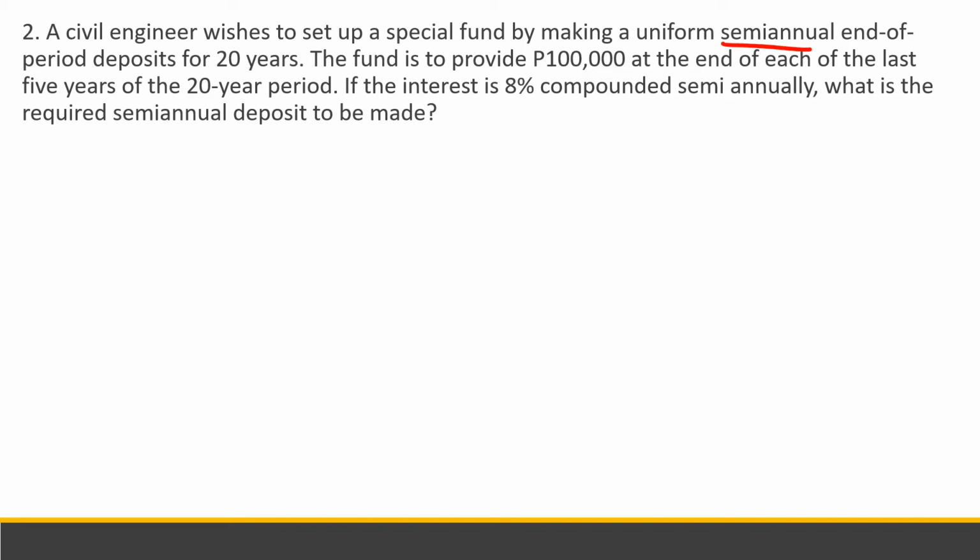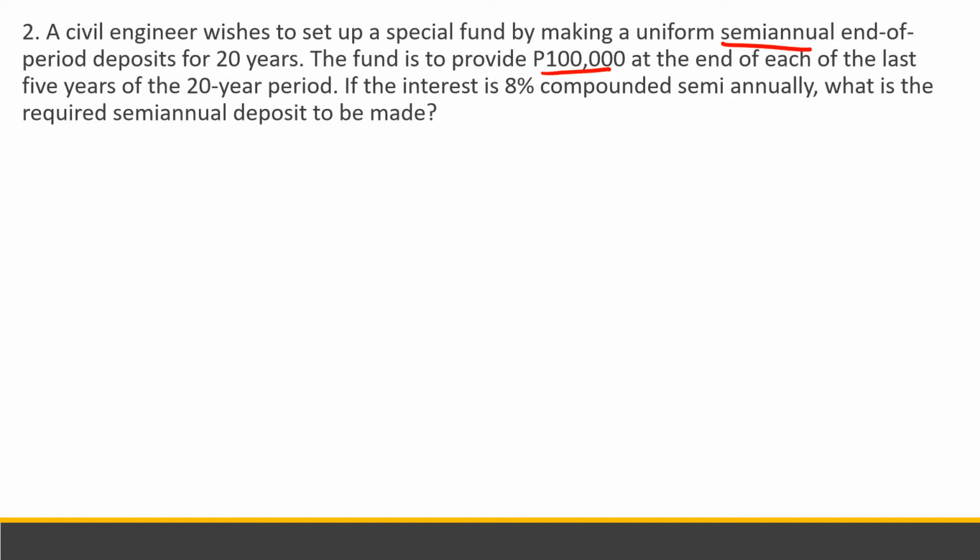So he will set this special fund for him to receive 100,000 pesos at the end of each of the last 5 years. So for the last 5 years, so meaning yung 16th, 17th, 18th, 19th, and 20th year, doon sa 20-year period, makaka-receive siya ng 100,000 pesos for that 5 years. So if the interest is 8% compounded semi-annually, what is the required semi-annual deposit to be made?